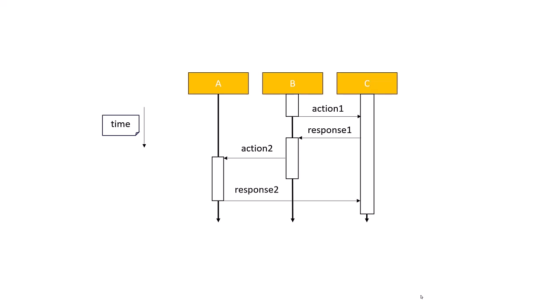UML also provides a sequence diagram that shows how objects interact over time. We have 3 objects here, each with its own timeline. So B operates and sends action 1 to C, which then responds.